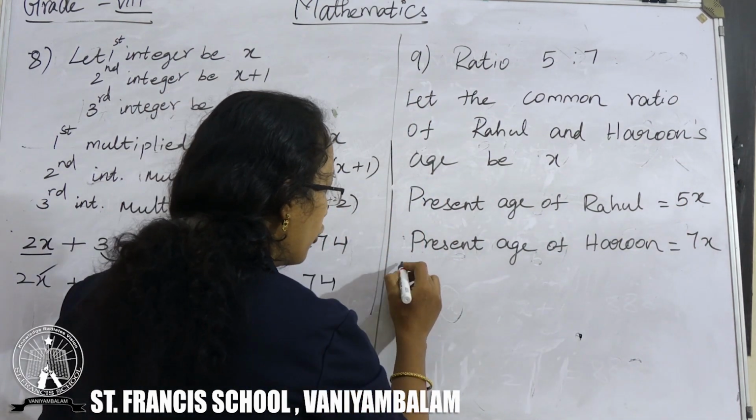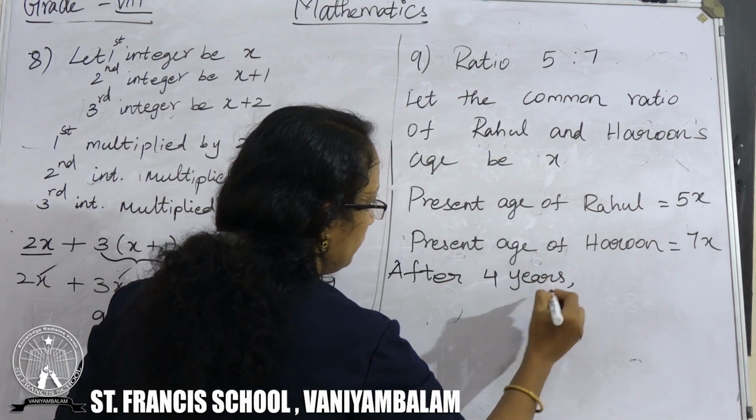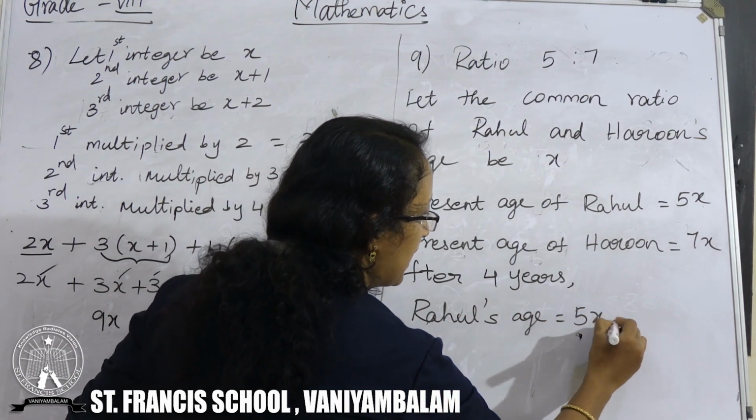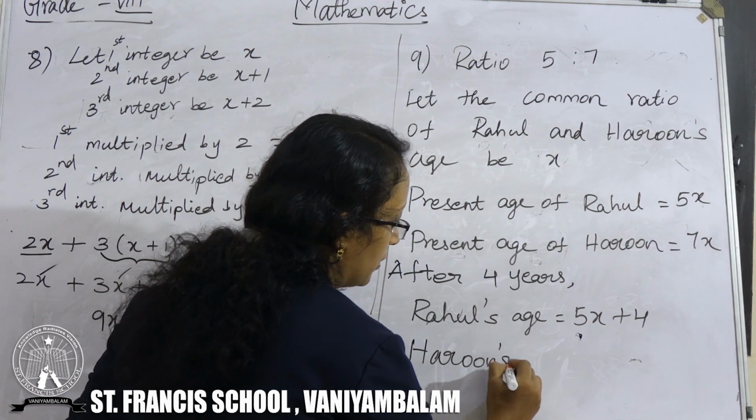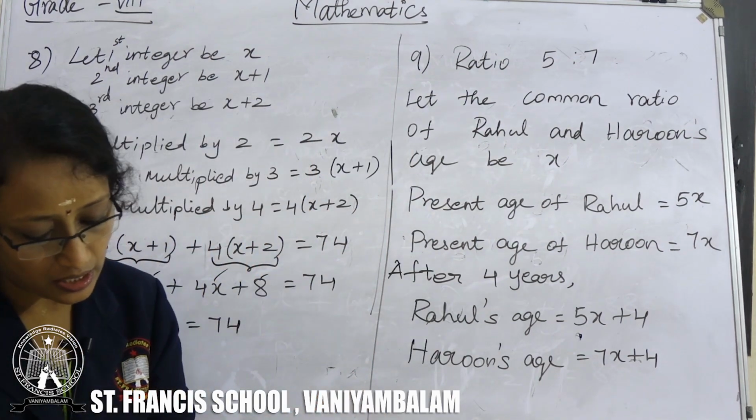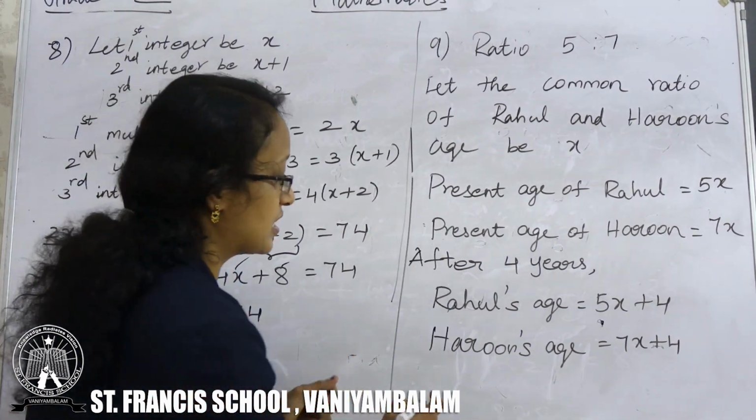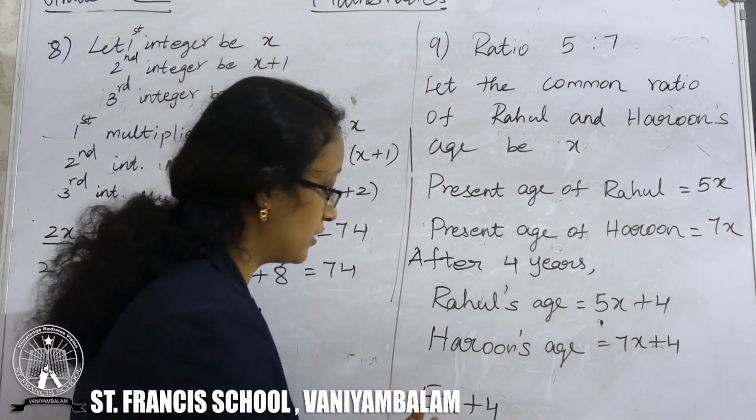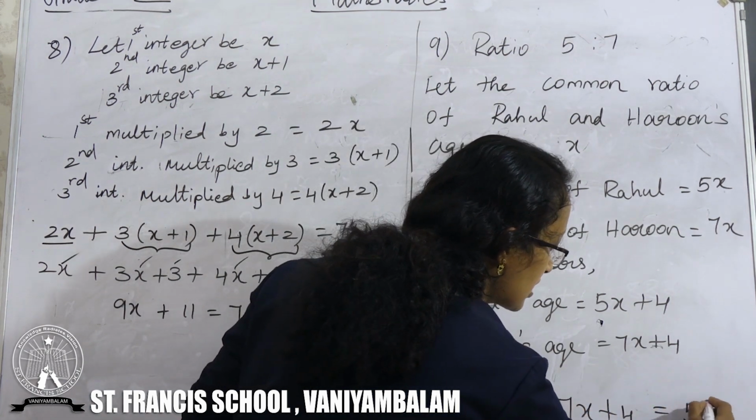So what will be the ages after 4 years? After 4 years, Rahul's age is equal to 5x plus 4, right? Harun's age is equal to 7x plus 4. Right? It is given in the question, 4 years later the sum of their ages will be 56. So sum of their ages, sum means addition. So the addition of their ages will be 56.